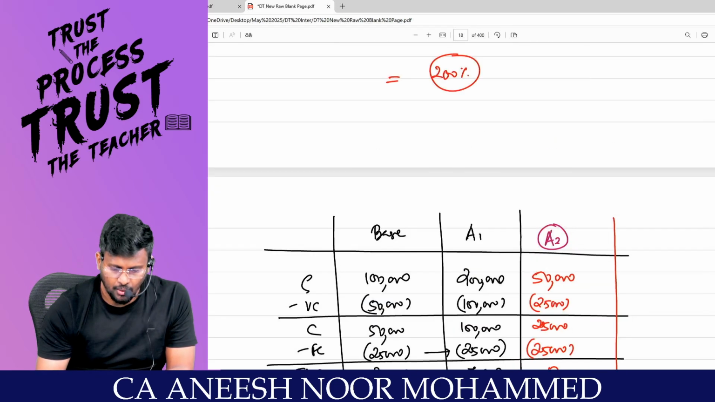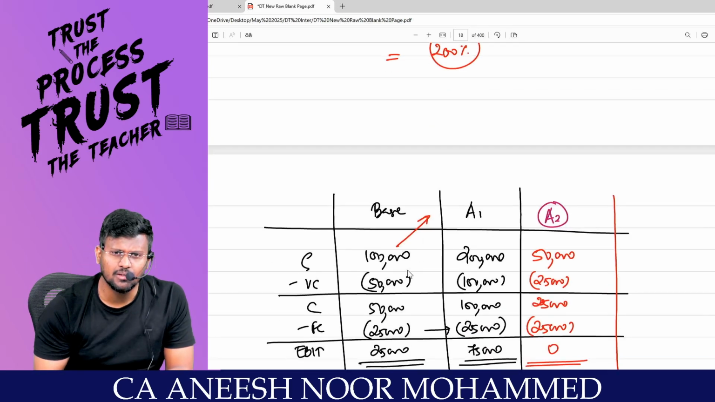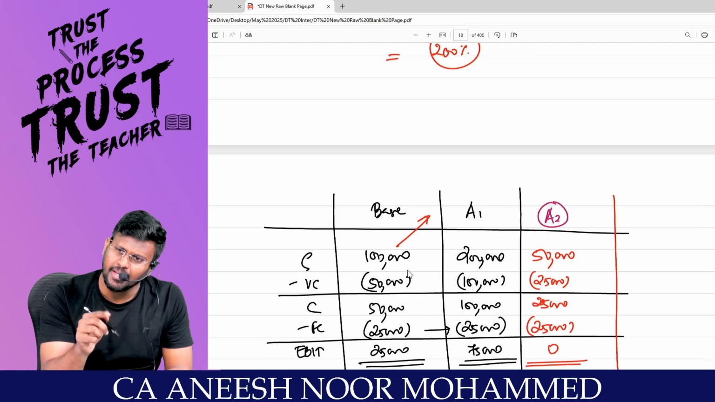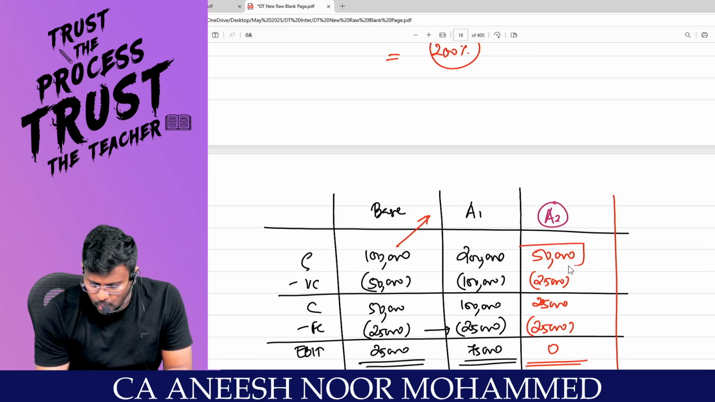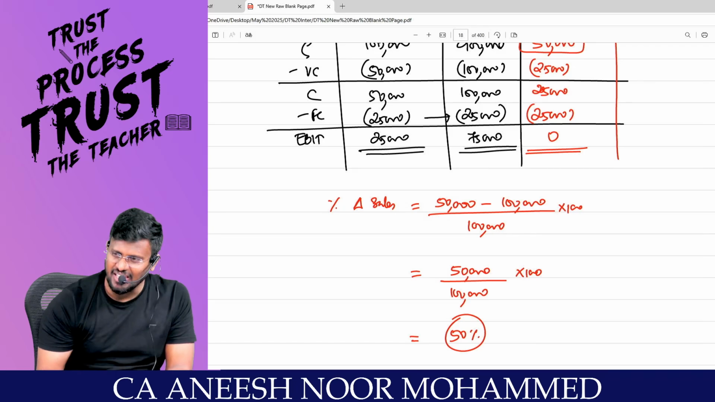What was the old sale? 1 lakh into 50%, 50,000. So 1 lakh minus 50,000 is the new sale. Getting it? What is the percentage change in variable cost?